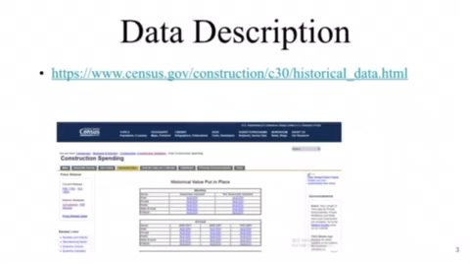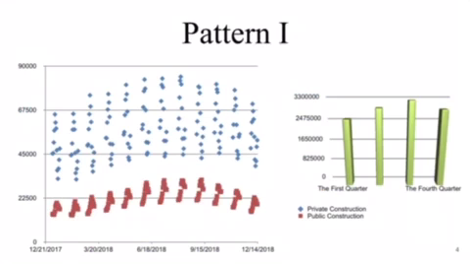So today we are going to talk about the relationship between the private and public spending on construction. We find there is actually a very interesting pattern as the first one.